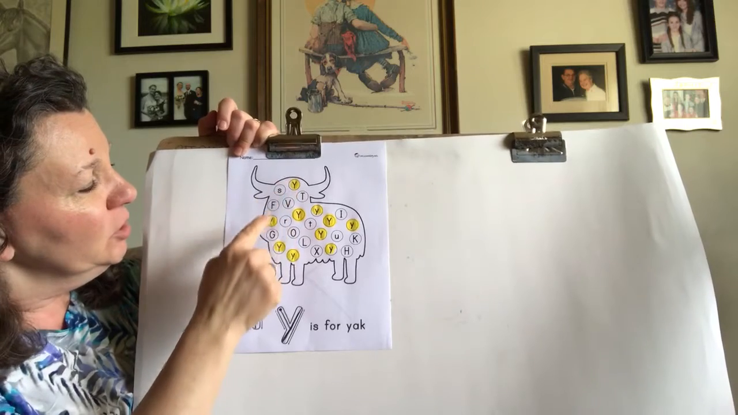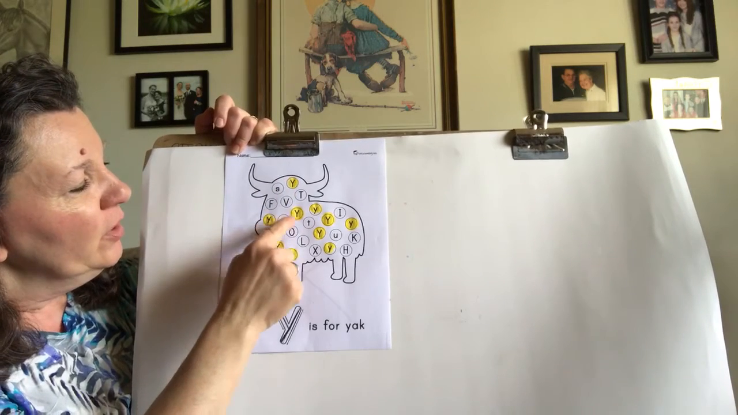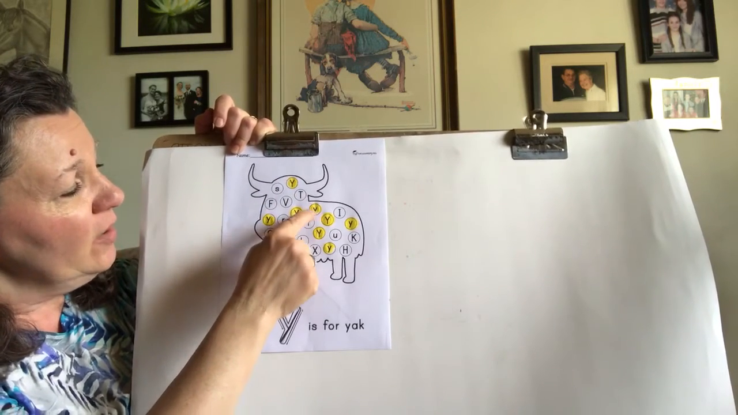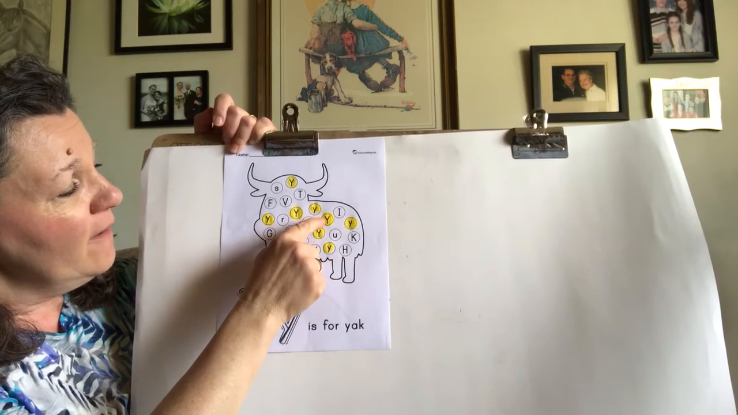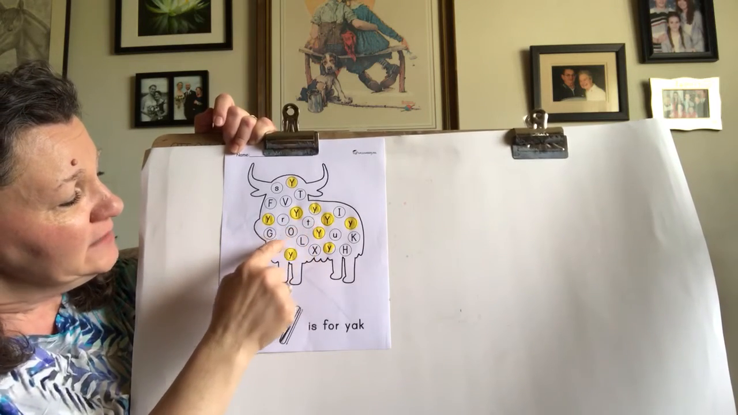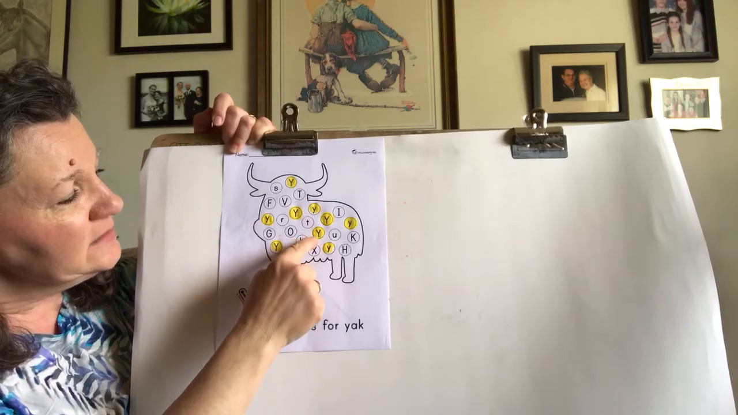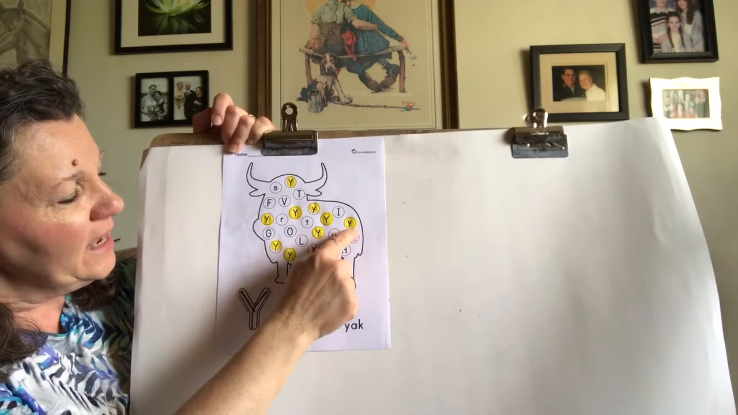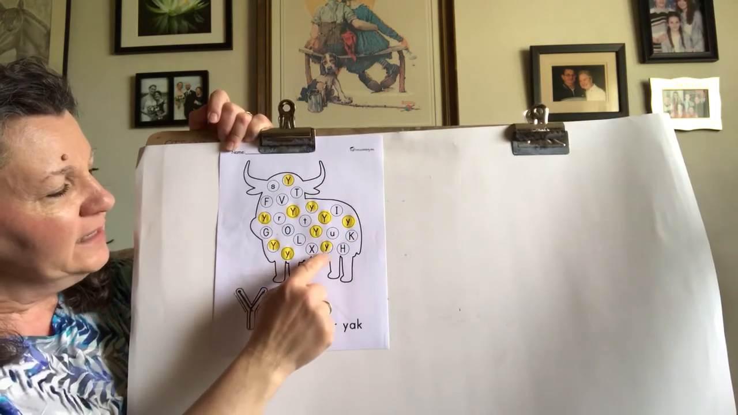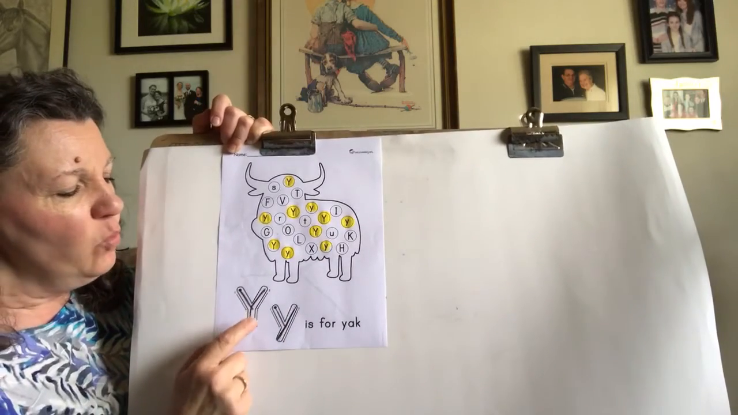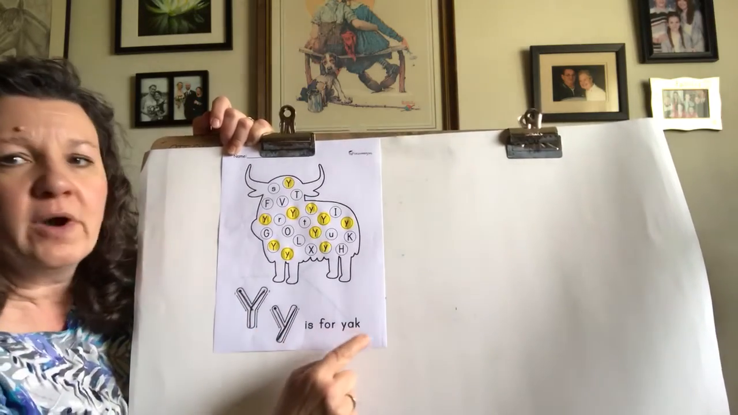1, 2, 3, 4, 5, 6, 7, 8, 9, 10. We found 10 Y's. Y is for yak.